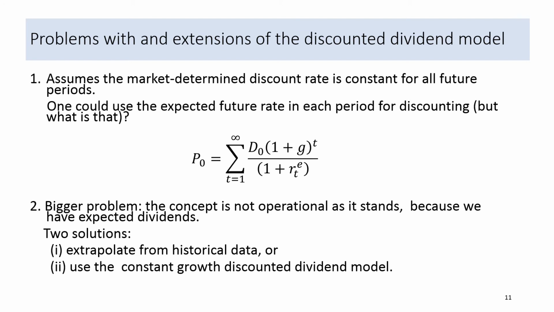The second problem is about forecasting future dividends. It is a bigger problem, as the forecast cannot be done with accuracy. There are two solutions to the problem. First is to extrapolate future dividend from historical data. Second is to use a constant growth dividend model.